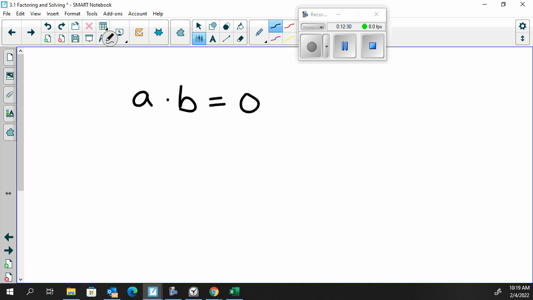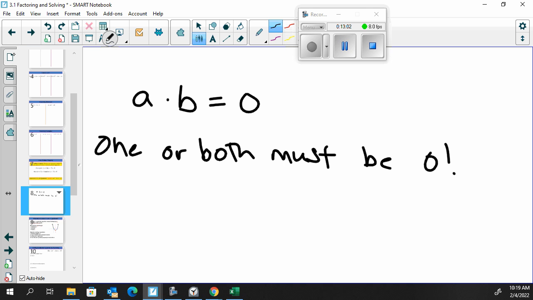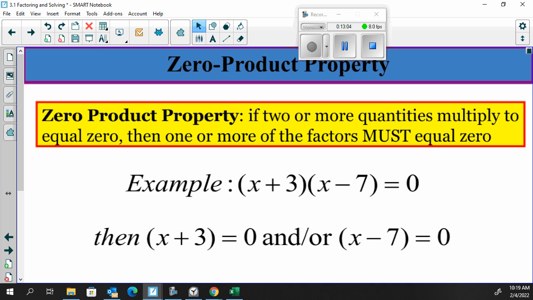One of them must be 0, right? Because if they multiply to get 0, then one of them should be 0. Could both of them be 0? Sure. So one or both must be 0. You can say that just based on that information. You don't know what A and B are. You just know that there's got to be a 0 in there somewhere. This right here is what we call the zero product property, okay? So all these words are just telling you exactly what we just deduced. If two or more quantities multiply to equal 0, then one or more of the factors must be 0.